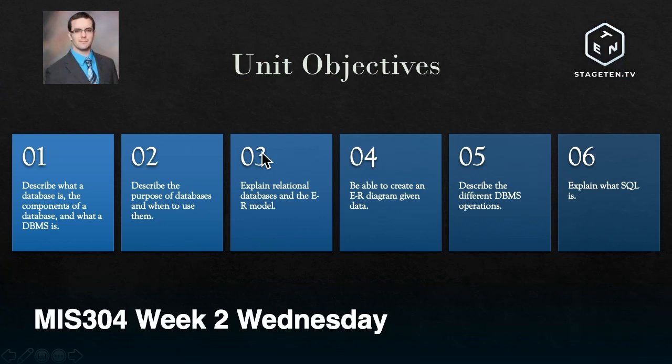Okay, so hopefully, if you're paying attention, not sleeping, you will be able to understand what a database is, components of a database, what a database management system is, why we use databases and when, what a relational database is, what an ER model or diagram is, and different DBMS operations in SQL. And that's pretty much the goals of this chapter.